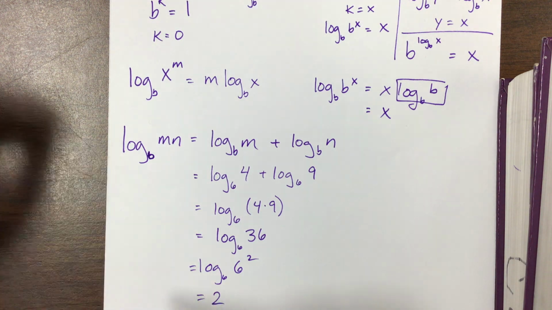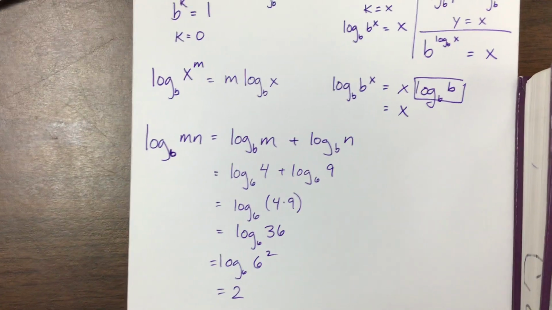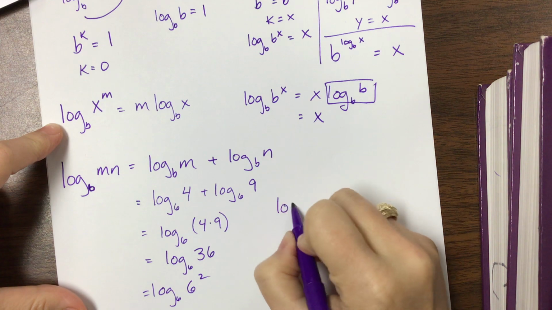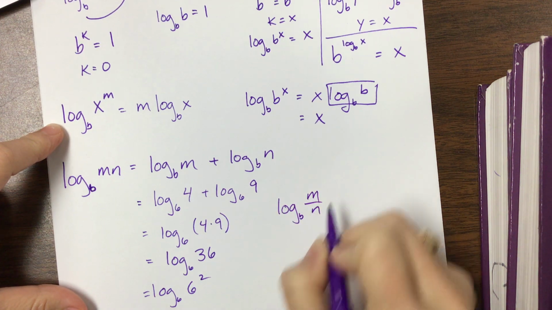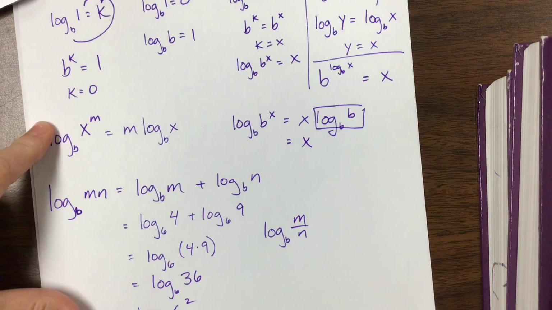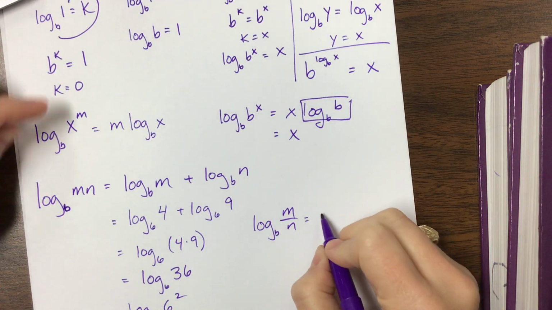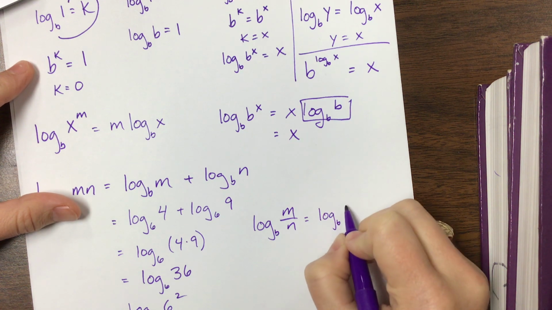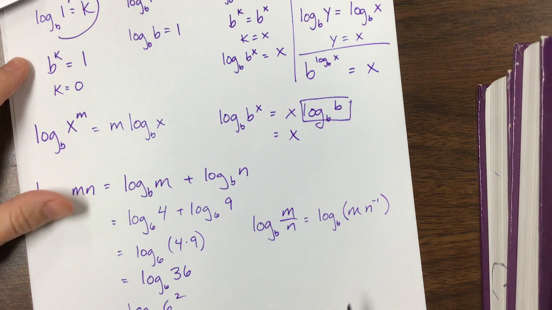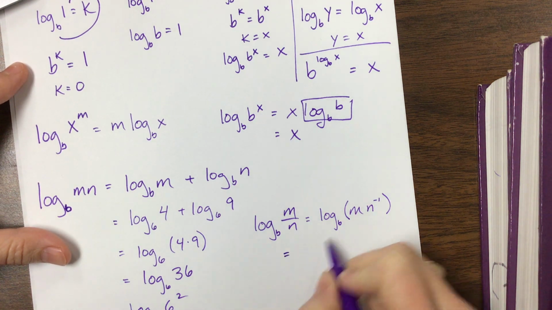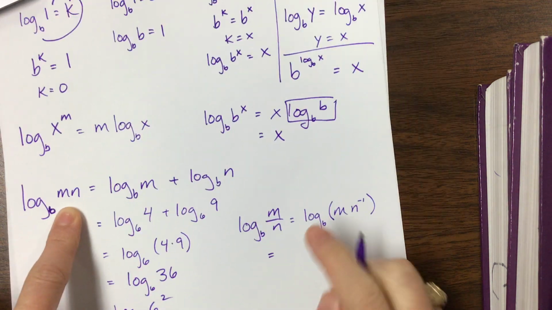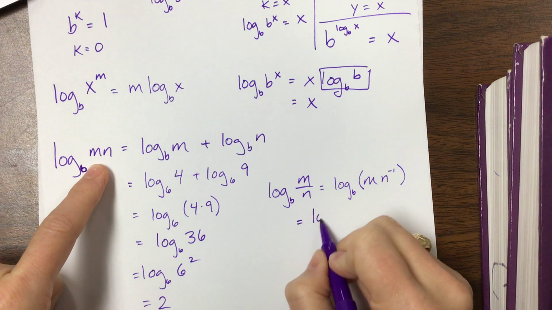The next, likewise, we also have a property that tells us that log base b of m over n. Well, there are 2 ways to think about that. You could think of this as being log base b of m times n to the negative 1. That's one way to consider this. And so we just said that our property was that when they're being multiplied, we can split them apart with addition. Well, then this splits apart with addition.